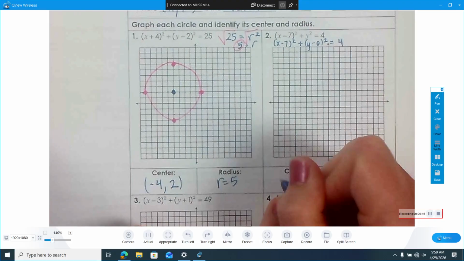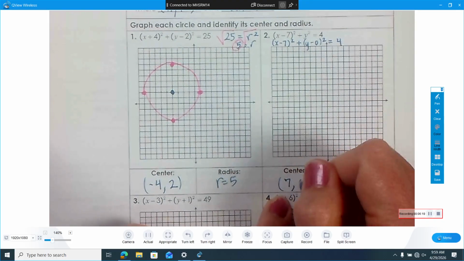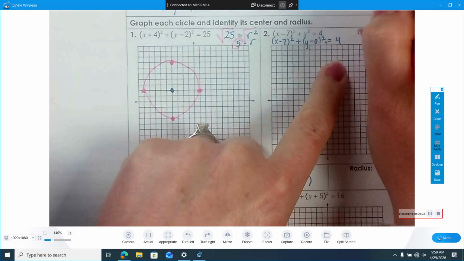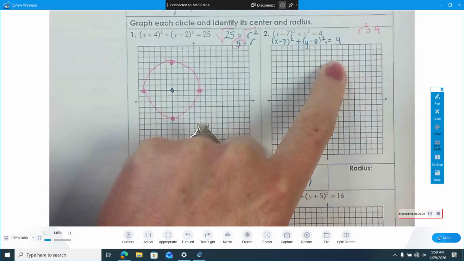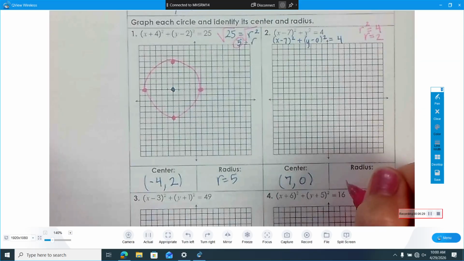So what is our center going to be? Positive 7, 0. And then again, the radius squared equals 4. So what is our radius? 2. The radius would be 2.